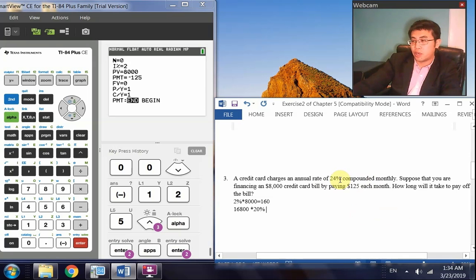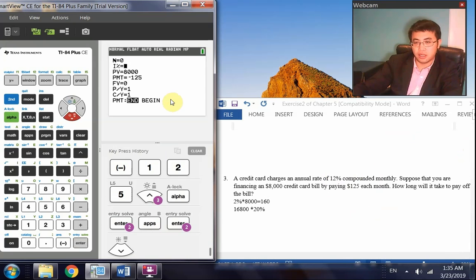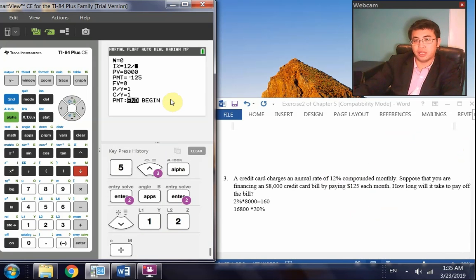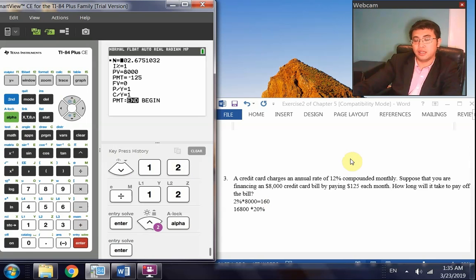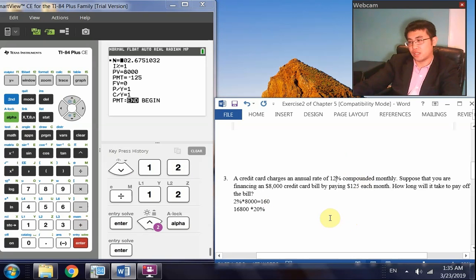So for practice purposes, I want to change this 24% annual rate to a 12% annual rate, and then we will see a valid answer. So what happens here is I'm going to use the 12% annual rate divided by 12 months, so that's 1% each month, and then I solve for n, alpha, enter, and my n is 103 months. Okay, 103 months divided by 12 is roughly 8 or 9 years. So that's how long it's going to take to pay off the bill with a 12% interest rate.